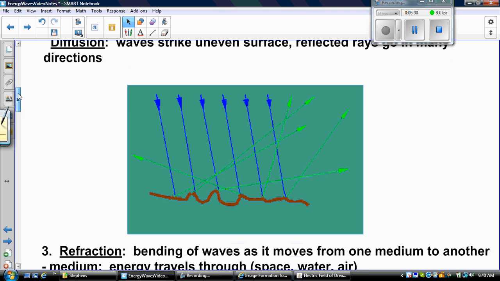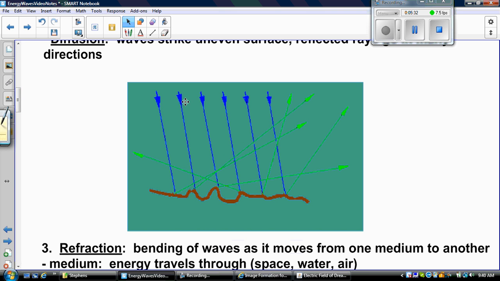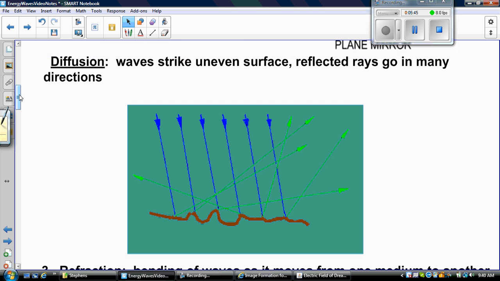So this is what happens when you have diffusion. These are your incoming rays in blue. Notice the reflective rays in green. They're not at equal angles. They go all different ways. And this is your rough surface. So that's diffusion. So when you have a smooth surface, light rays will reflect at equal angles. If you have a rough surface, then light rays will diffuse and reflect at uneven directions and angles.